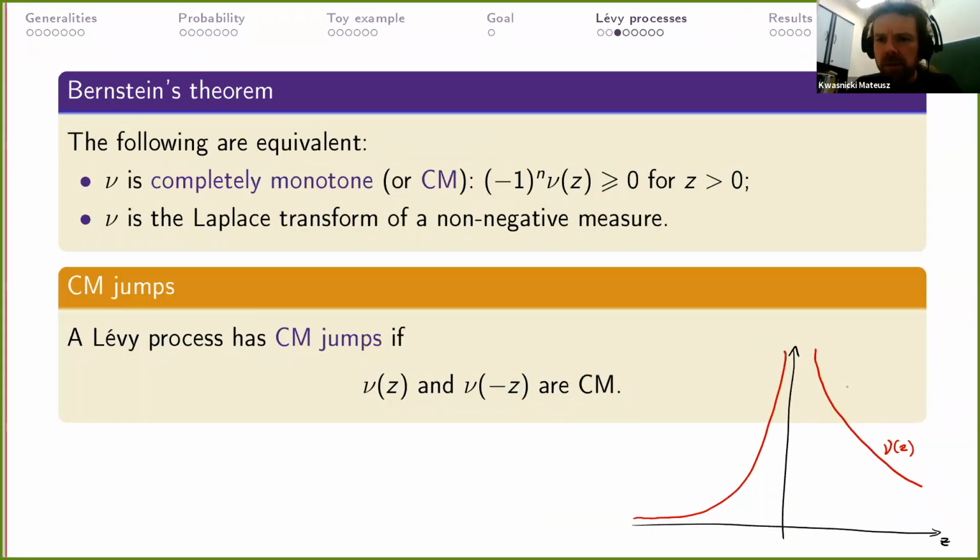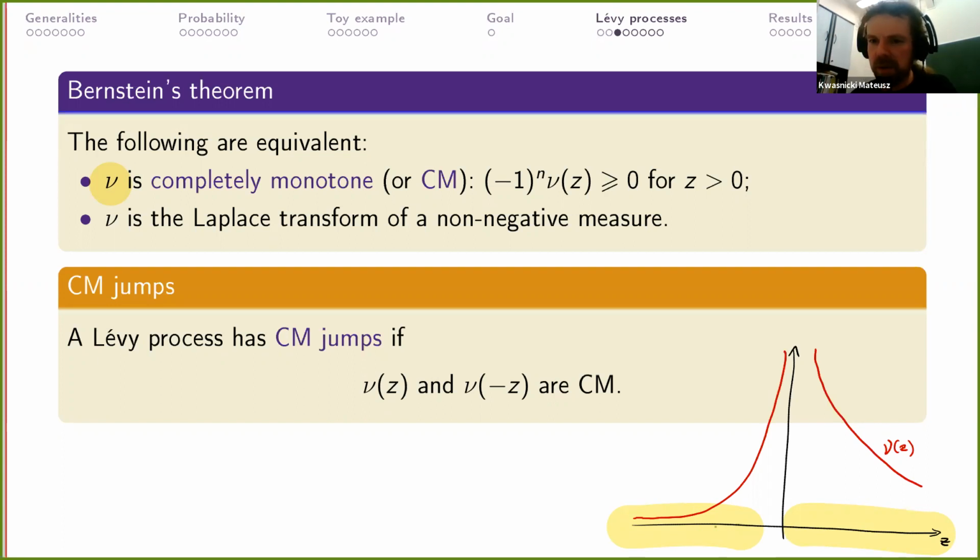Now I will consider a particular class of one-dimensional Lévy processes. These are called Lévy processes with completely monotone jumps. So we'll assume that the kernel nu of the non-local part is a completely monotone function on the positive axis and the mirror image of a completely monotone function on the negative axis. A completely monotone function is something that is decreasing, but convex. It's positive, decreasing, convex, and the third derivative is again negative, the fourth is positive, and so on.